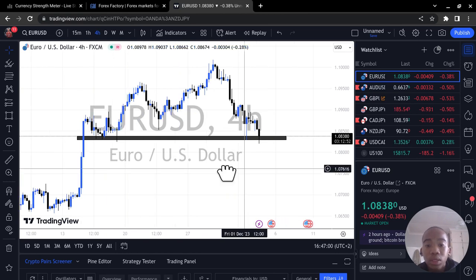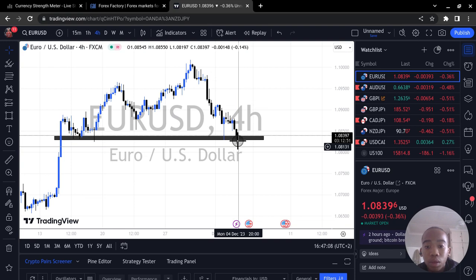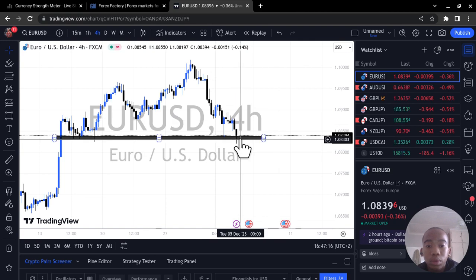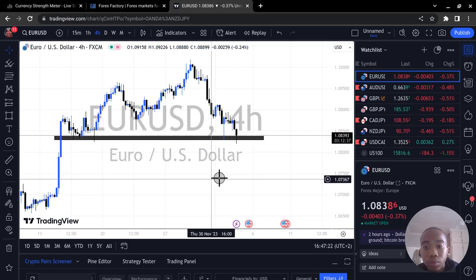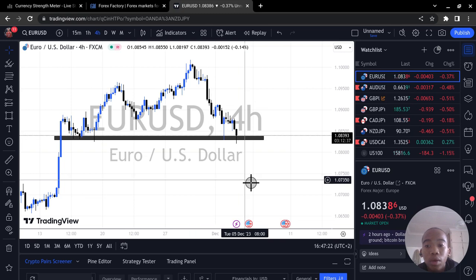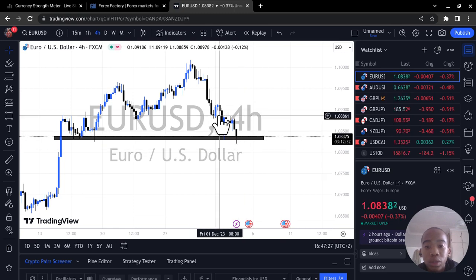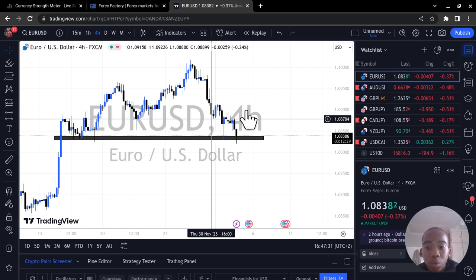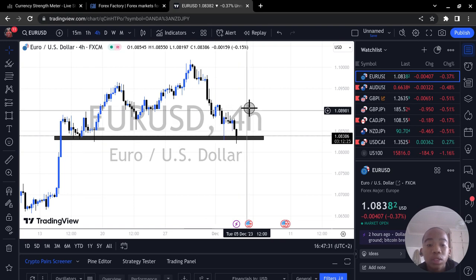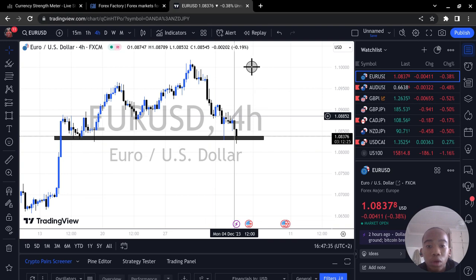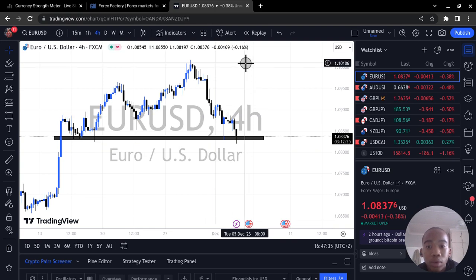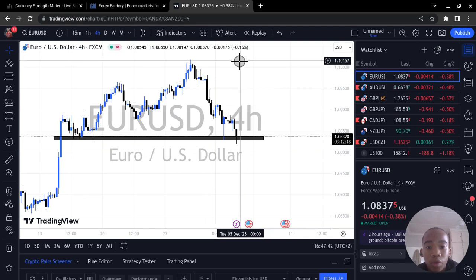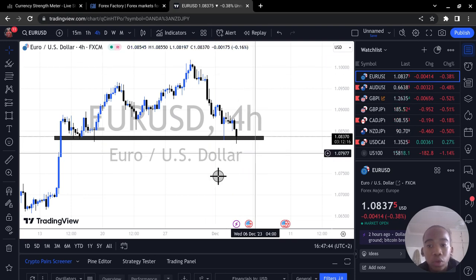If I see price make a clean break right here, make a clean break right here, I would say we're bearish. This would be my indication to the downside. But if we see a nice rejection and see price break this high right here, I'll take that as a confirmation of being bullish and aim for right here. So that's my bias on Euro USD.